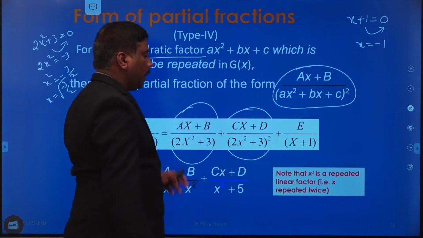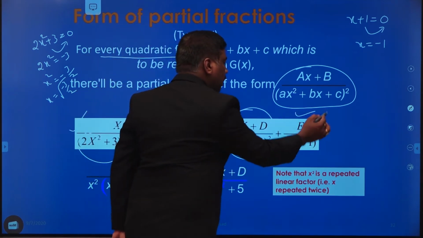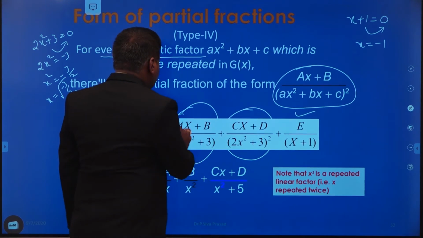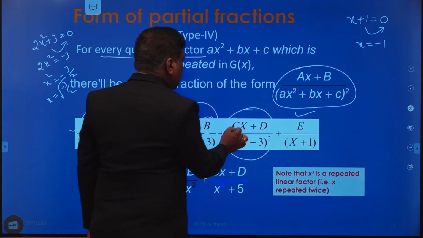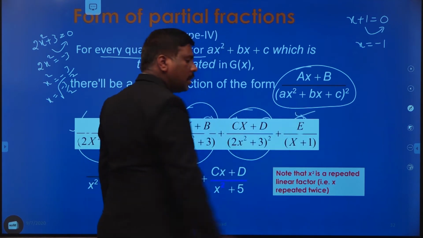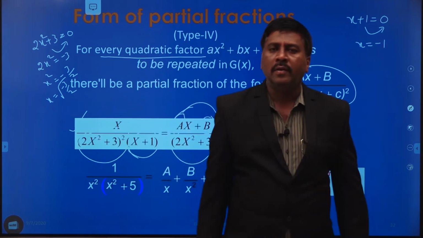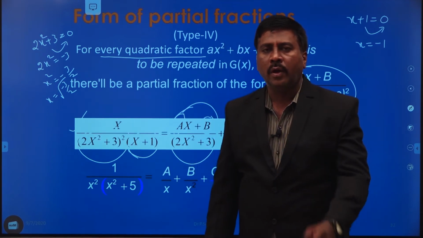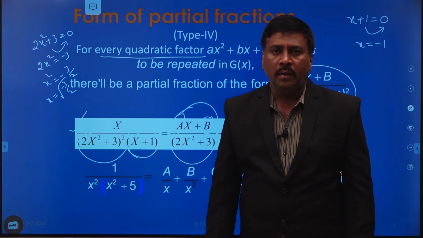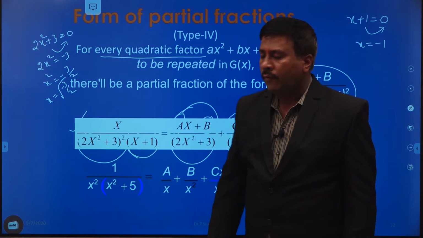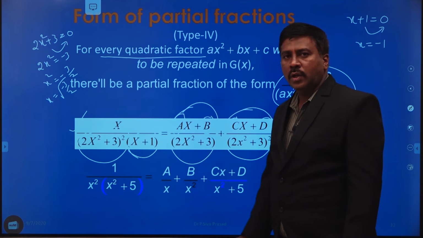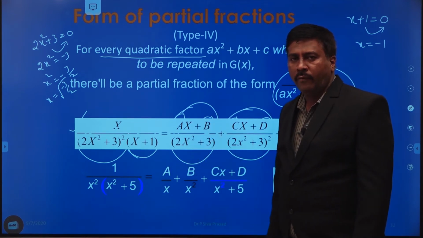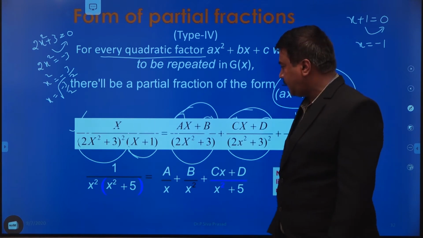Therefore, since it is non-repeated, I have to take the partial fraction in the form of capital E by x plus 1. All of you observe this. These A, B, C, D and E are constants. Our intention is to find the values of A, B, C, D, E. Whatever procedure you followed in the previous problems, by using that technique, find the values for A, B, C. Those values are to be substituted in this place. Then that is the proper way of finding the partial fractions.